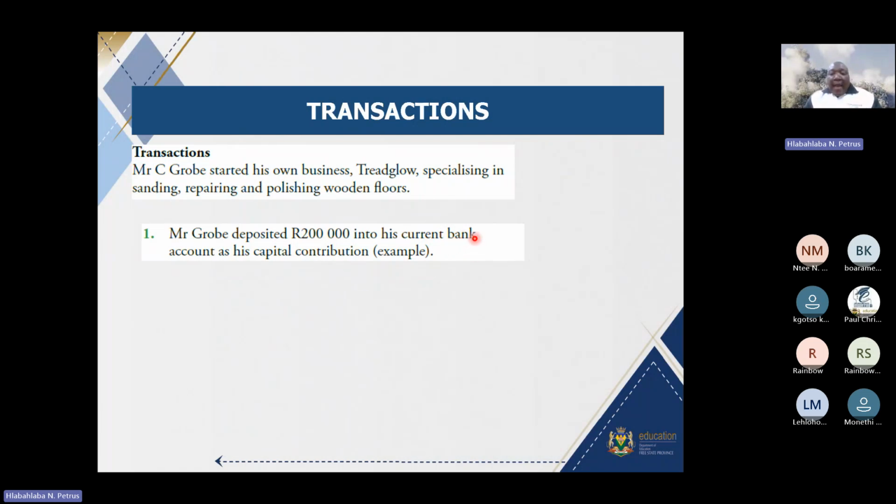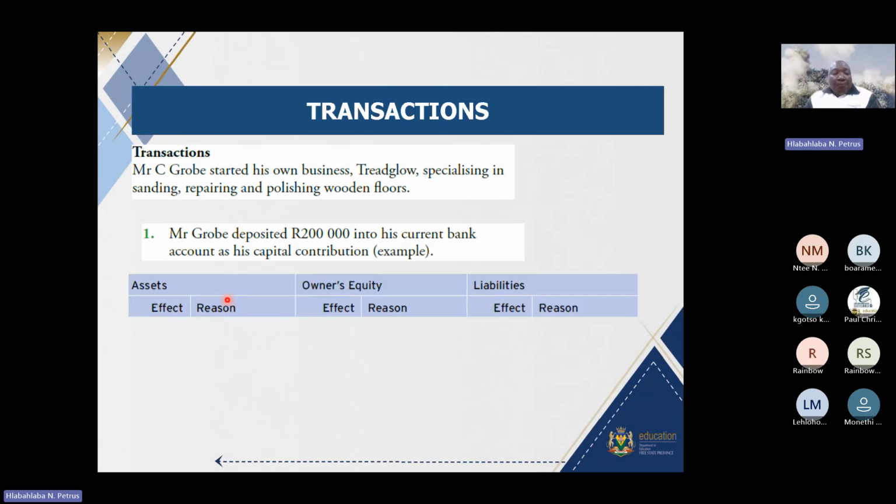Here we are talking about the bank and we are talking about the capital. Why are we talking about the bank? Because the money is deposited into the bank account. So remember, under those types of accounts that we had, when I was analyzing them, I showed you which type of account a bank falls under. So you analyze them first before you can record.